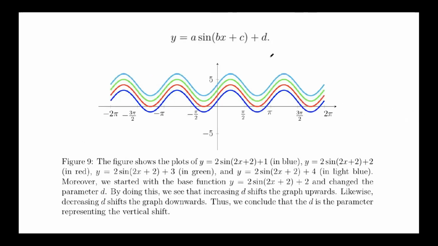And finally, we'll talk about D. So we're all adding different D's in this one. So 1, 2, 3, 4. And as you can see, each one is a different amount off of the axes. So that means that increasing D will shift the graph upward and decreasing it will shift the graph downwards. So simply put, D is just representing the vertical shift, or how much we shift the function vertically.